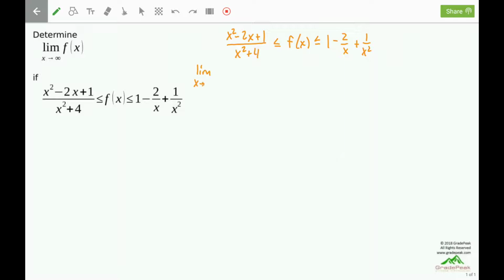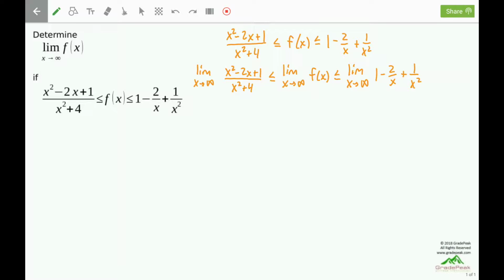So the limit as x approaches positive infinity of (x squared minus 2x plus 1) divided by (x squared plus 4) will be less than or equal to the limit as x approaches positive infinity of f of x, the limit we want to determine, which will be less than or equal to the limit as x approaches positive infinity of 1 minus 2 over x plus 1 over x squared.